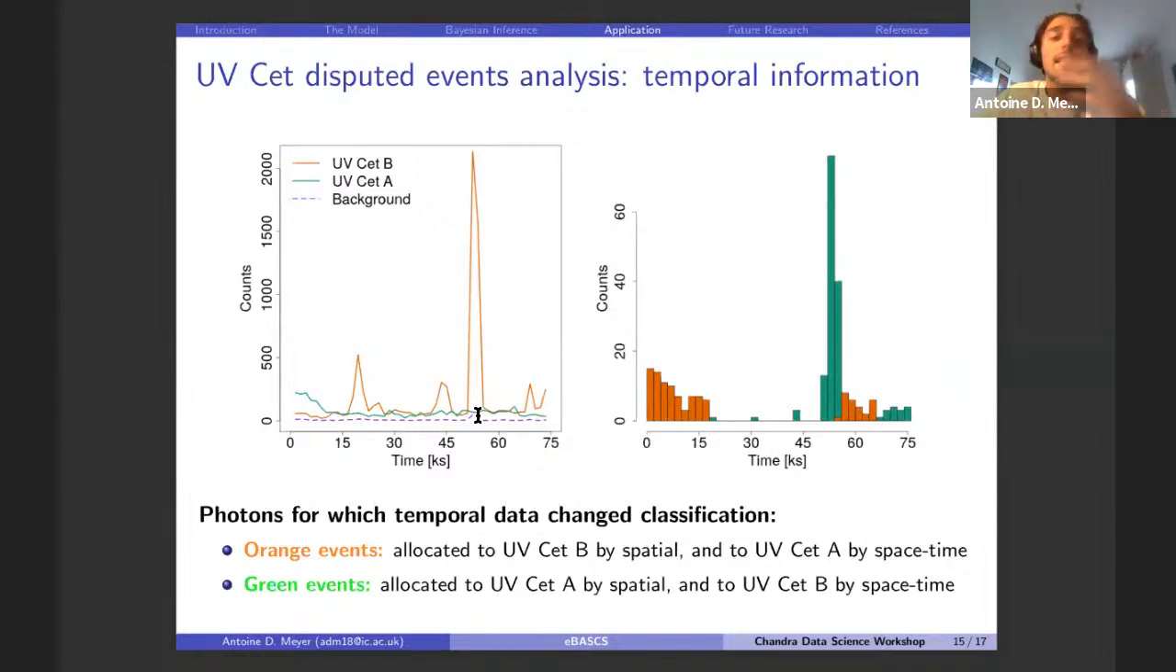And same for the other way around. The contamination of UV-Set A on UV-Set B at early times in the observation period, from 0 to 15 kiloseconds, is also removed by the spacetime model, and reallocated to UV-Set A, as you can see in this plot.